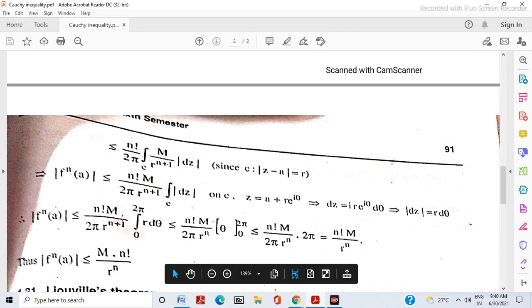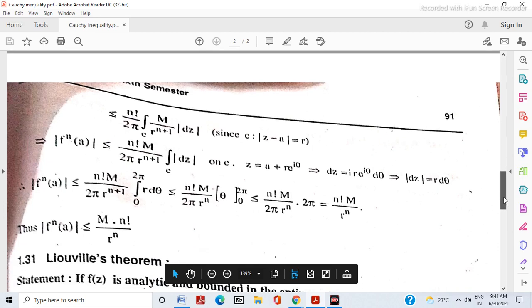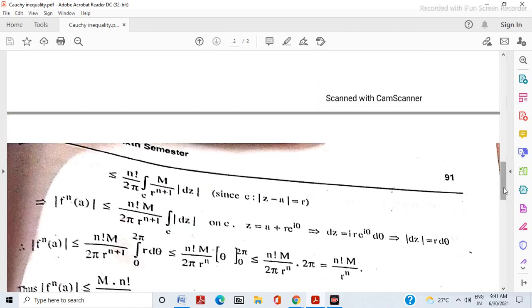Now simplify all the things. M n factorial by 2 pi, here one R is there, in the denominator R power n plus 1, so R power n. Then integral of d theta is theta from 0 to 2 pi, that we will get as 2 pi. 2 pi and 2 pi will be cancelled. Then what will be there? M n factorial by R power n. Then we can say modulus of f^n of a is less than or equal to M n factorial by R power n.